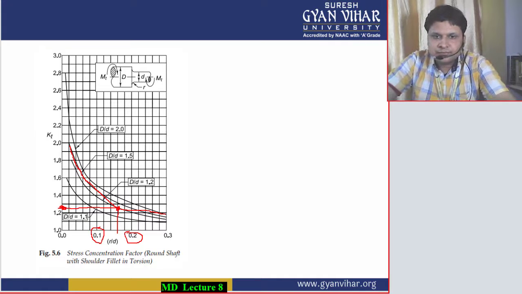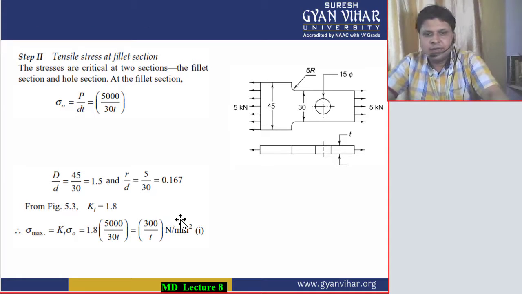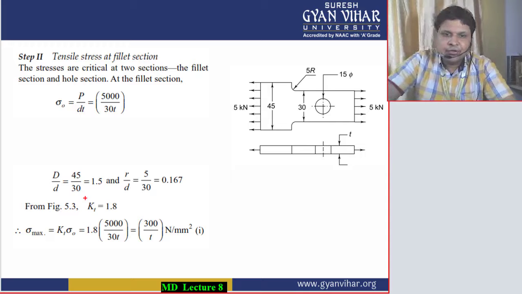So between 1.2 and 1.4. So let's see what is the value of KT from the graph. If you look minutely, you will find the value of KT is equal to 1.8.